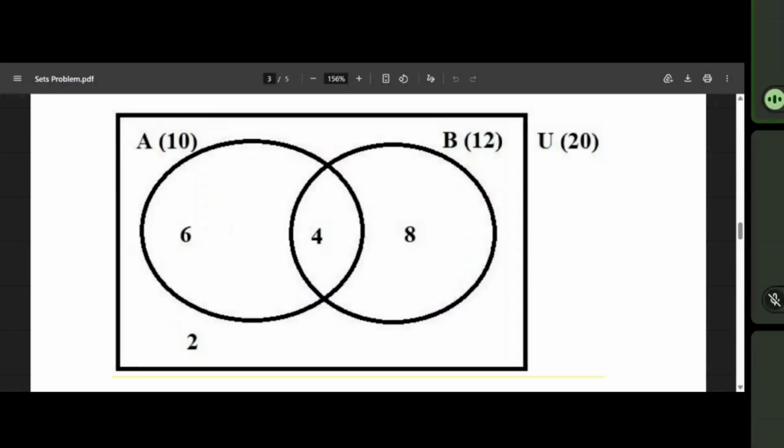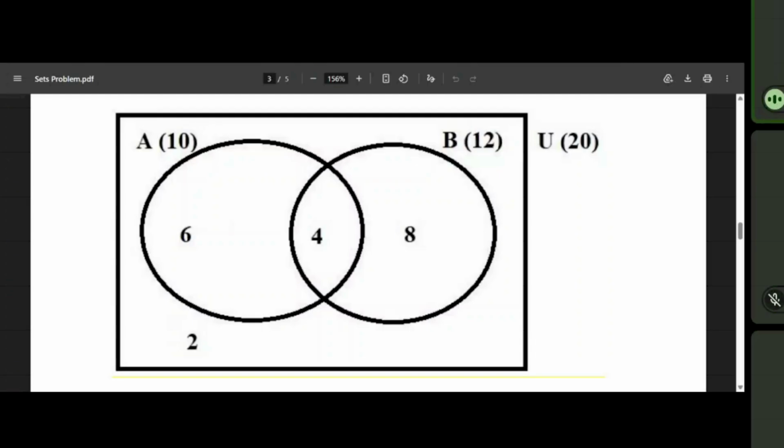Now, if we are saying A are those who have diabetes, B, those who have hypertension, then we can say that the U is a set of patients, maybe in a particular hospital. And A is a set of patients who have diabetes. B is a set of patients who have hypertension or BP. So their intersection is there.